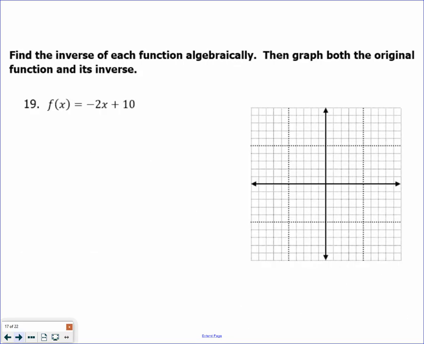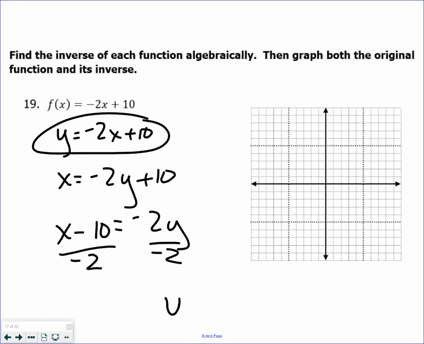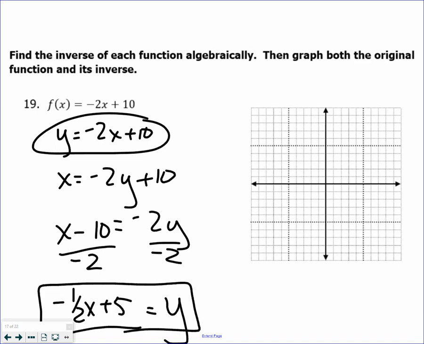Find the inverse and graph both. So here's the original. Now it's the same question we just got done doing. It's just now they want me to actually graph it. So I'm going to solve this for y. So I get negative one-fifth x plus 5. Again, this is the reason why I split this into 2 fractions.